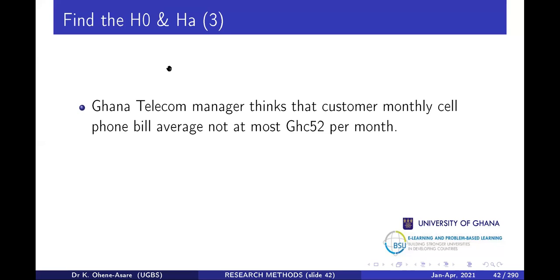Okay. So this one is supposed to be, the key symbol is the most important thing. The key symbol is at most. That's your focus. Forget about the not, it is the at most. And the symbol for at most is less or equal to. So the opposite will be greater than. The rest is history. Now less or equal to, and then greater than. The less or equal to will be the null because it carries some level of equality.